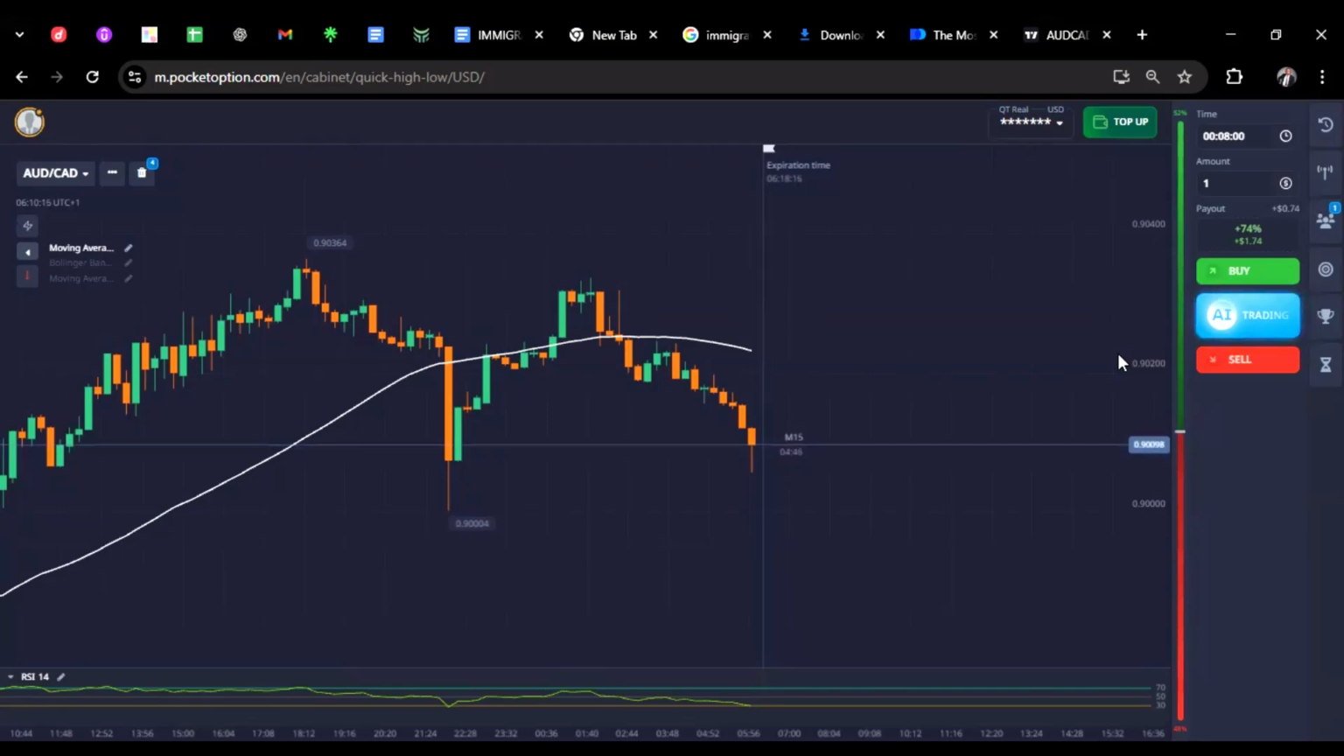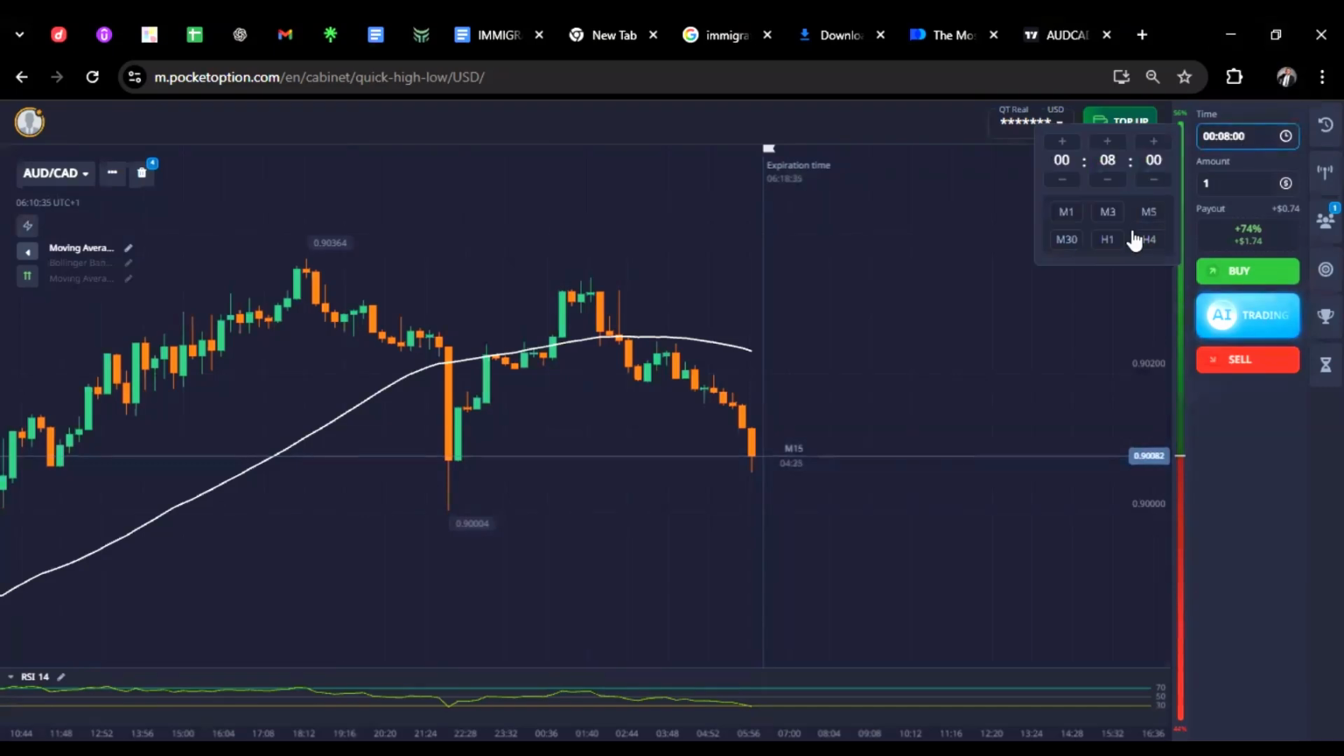Of course, you already know how to take your pending orders. Then there are some days you're not going to get pending orders. It's going to be a direct market execution. You put in your time, it is 15 minutes, whatever the time is, or 30 minutes, you put in your amount, and take your buy or your sell.